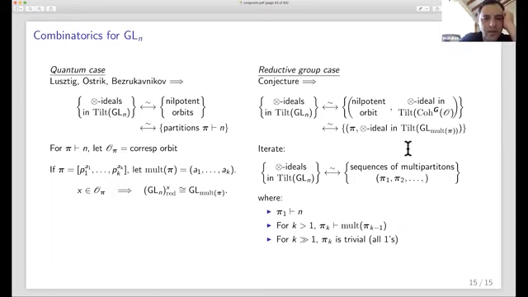Right. And then just one last question, about the GL_N case and combinatorics. Is there an algorithm to produce a sequence from multi-partitions? Yeah, there is. If you take a random dominant weight and you want to know what multi-partition to attach to it, is that the question? Yes.